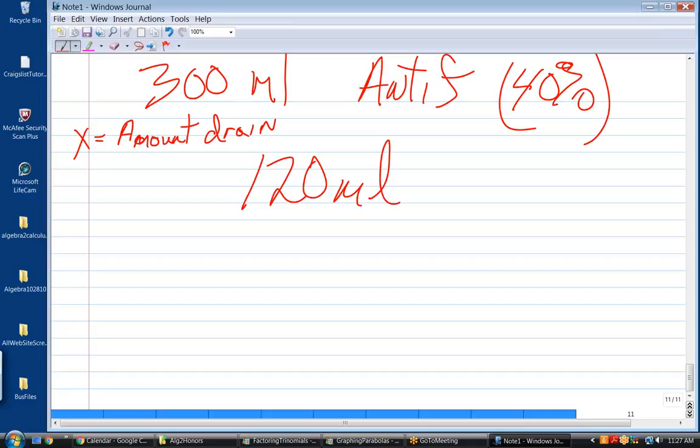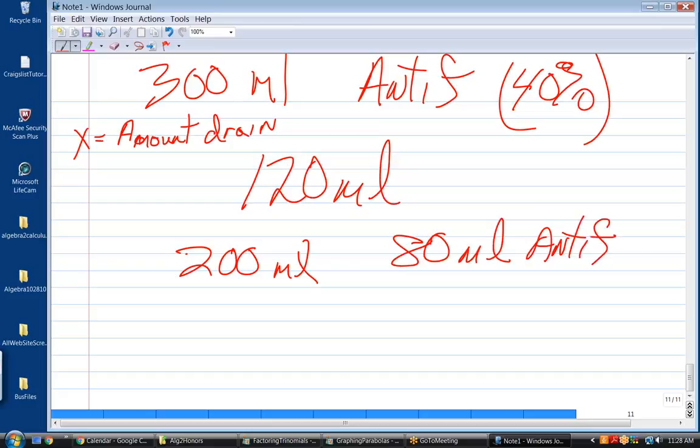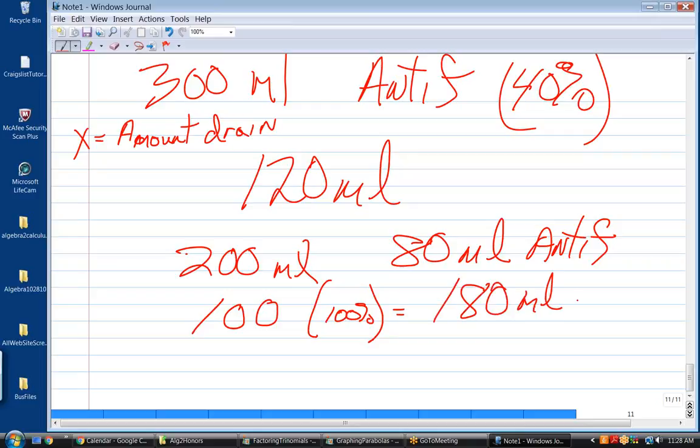Let's say I drained 100 milliliters. Okay. So I would then have 200 milliliters left in the radiator, and it would contain 80 milliliters of antifreeze. It would no longer contain 120 because I drained some of it away. Now, if I were to add what I drained of pure antifreeze, then I'm going to have 180 milliliters of antifreeze. That'll be more than 50%.